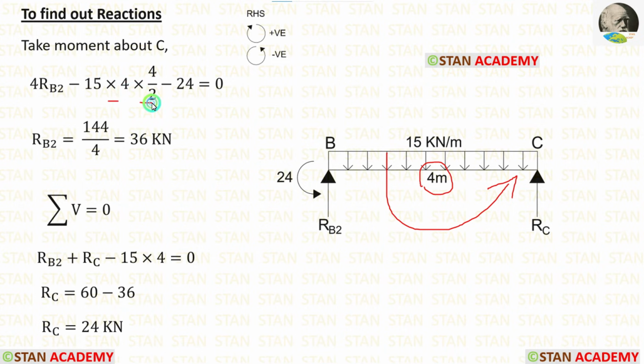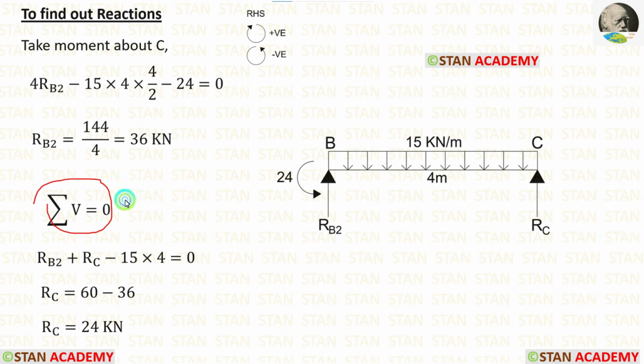So 4 into 4 upon 2. The moment 24 is acting in the anti-clockwise direction, so it will be negative. Finally, we are getting RB2 is equal to 36 kN. Now let's apply this rule and find out RC.